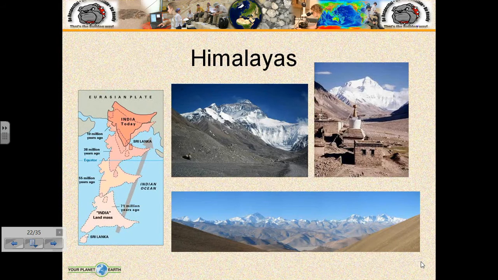And here are some images of the Himalayas. Again, this is another example of continent to continent crust colliding to form a landform, in which case one part of the continental crust is subducted and goes underneath, and the other part is raised.